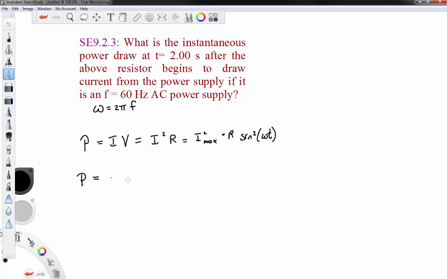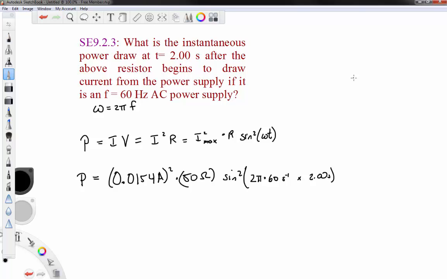So the instantaneous power here looks like, since we had 15.4 milliamps for the maximum current, we'd have 0.0154 amps squared times 50 ohms times the sine squared of, so omega is 2 pi f, so we'd have 2 times pi times 60 inverse seconds times the time, which is 2.00 seconds.